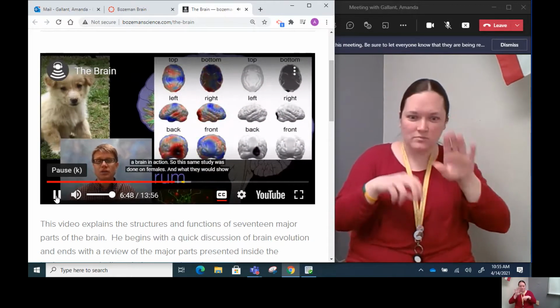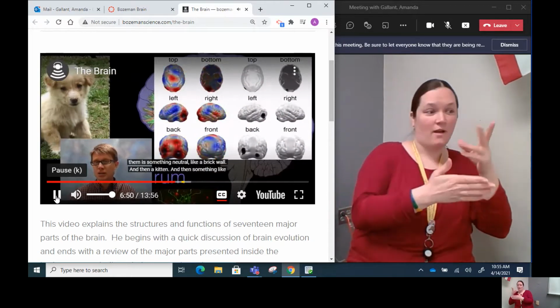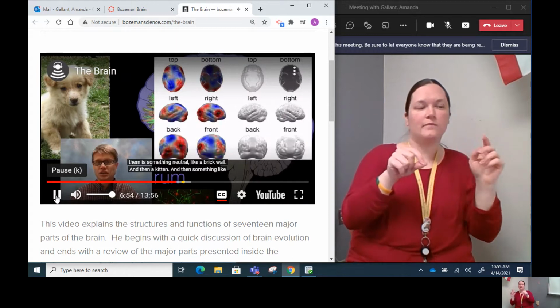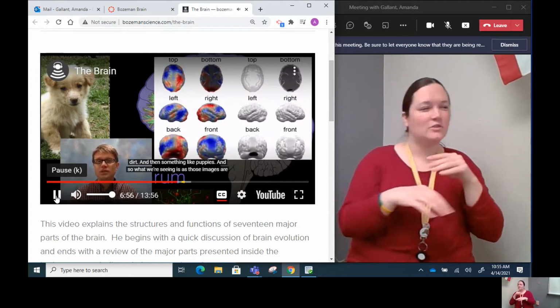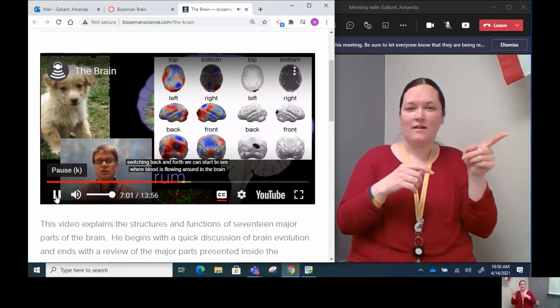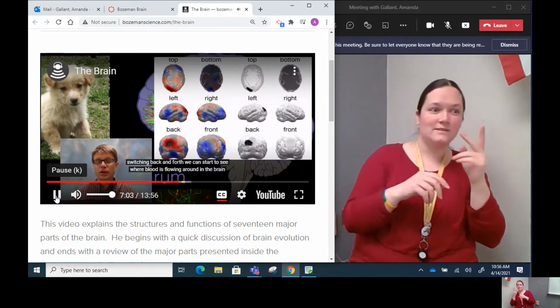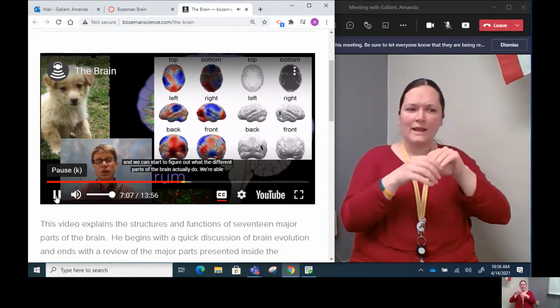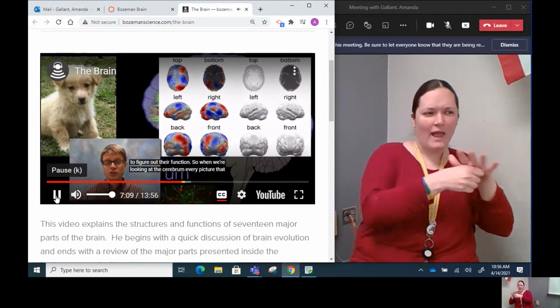So this same study was done on females, and what they would show them is something neutral, like a brick wall, and then a kitten, and then something like dirt, and then something like puppies. And so what we're seeing is as those images are switching back and forth, we can start to see where blood is flowing around in the brain, and we can start to figure out what the different parts of the brain actually do. We're able to figure out their function.